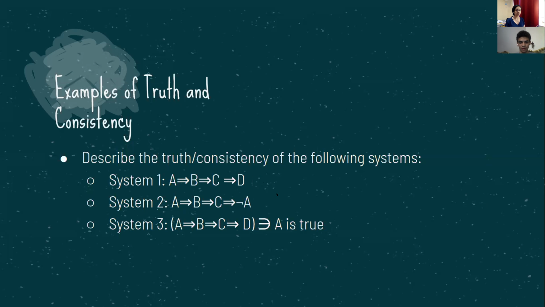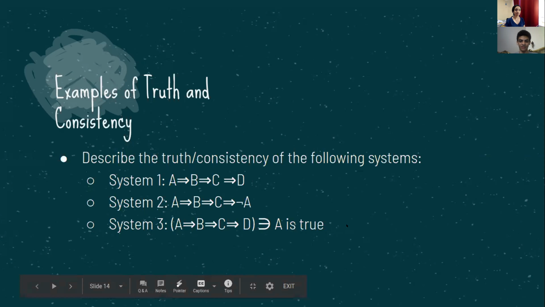So this second system is not consistent and hence certainly not true, because here you started with the premise that A is true and reached the conclusion that A is not true. And this can never coexist. So in a system, a thing cannot be both true and false at the same time. So system 2 is inconsistent and also not true.